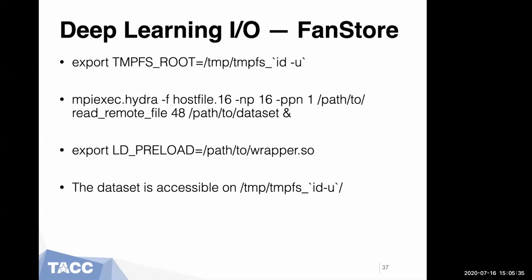And we intercept this glibc IO operation through LD_PRELOAD. And the dataset is then accessible through this POSIX path. So you can just supply this path to your training program, saying, okay, my training data set is here. So we'll read it as it reads from a shared file system.